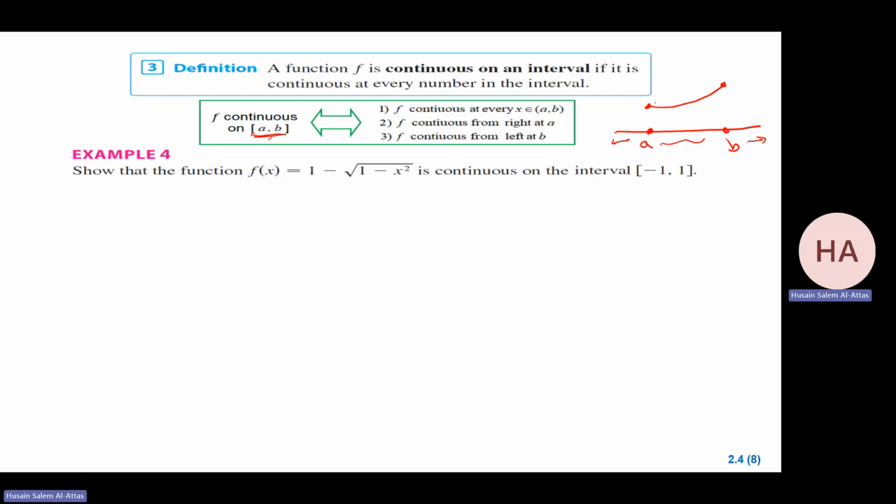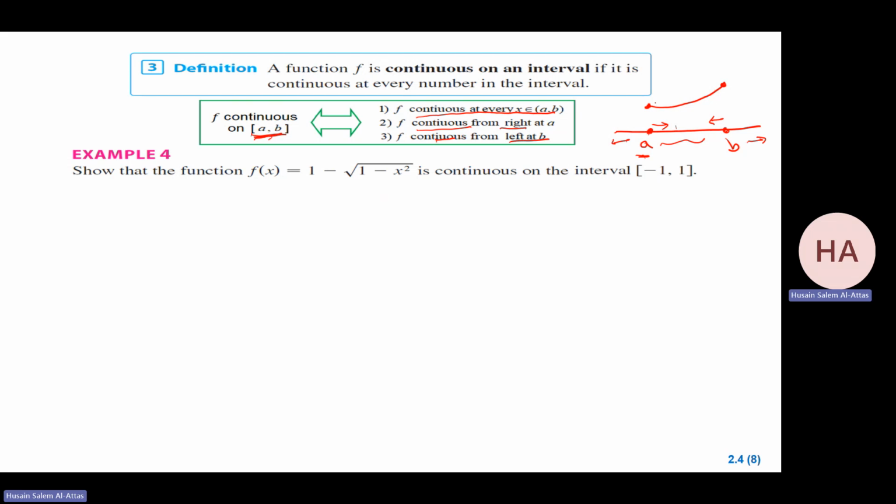So when we say a function is continuous in a closed interval, it is continuous at every value inside, and for the endpoints, for a, I will consider only the continuity from the right. For b, I will consider the continuity from the left, because otherwise it's not defined.